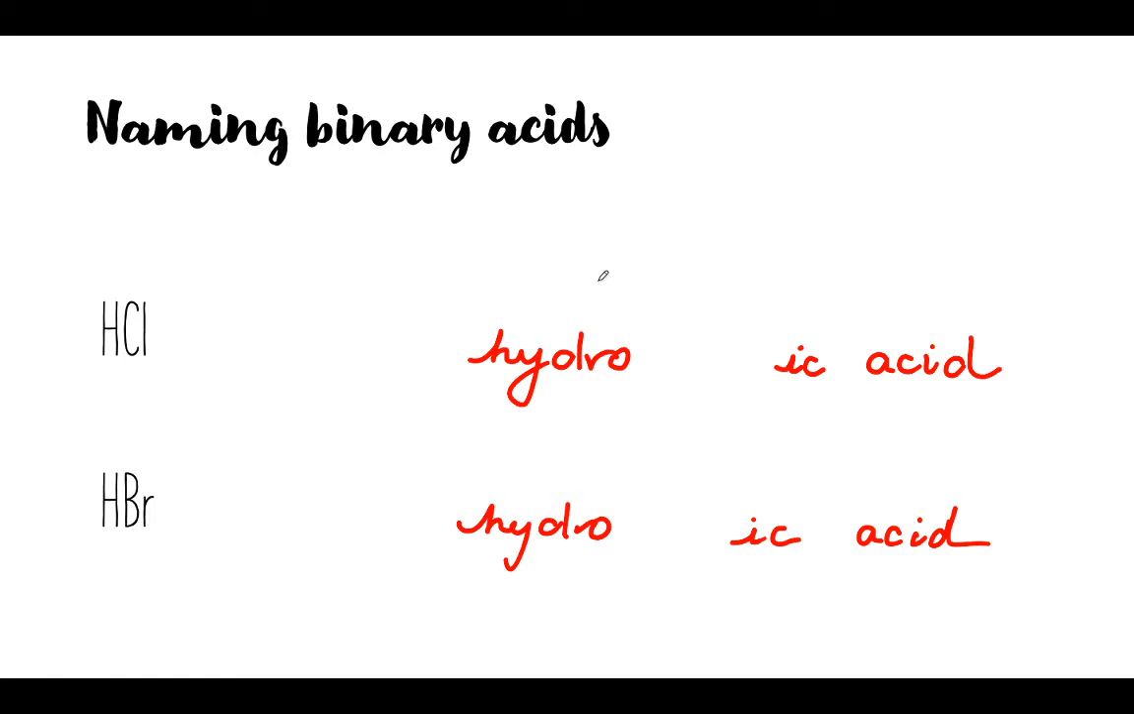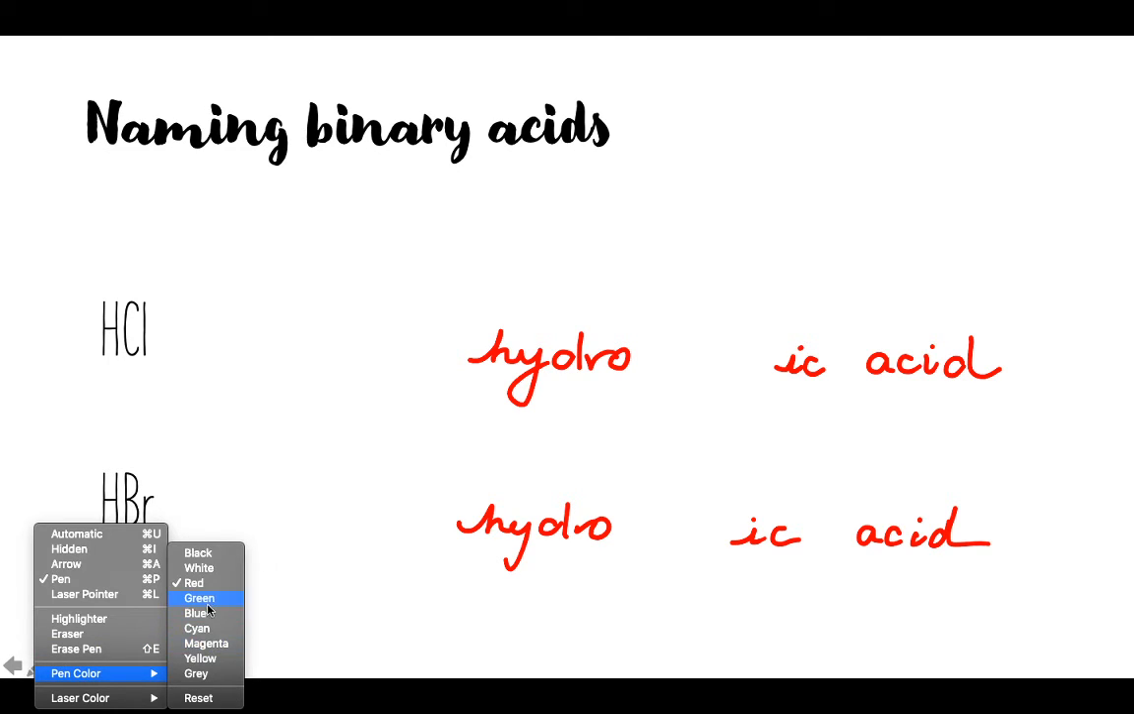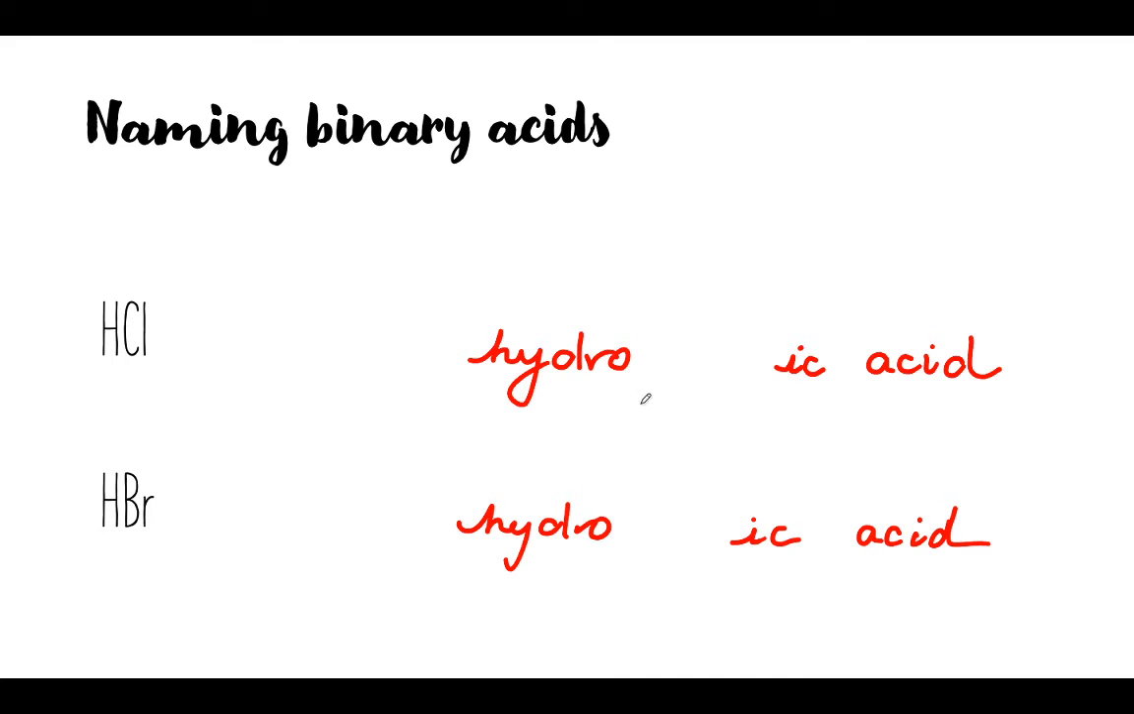So what fits in the middle here? That part is dependent on the nonmetal that you have in front of you. So if you've got HCl, the nonmetal that we have is chlorine. So we're going to write chloric here. So the name of this particular binary acid is hydrochloric acid. And for HBr, our name is going to be hydrobromic acid.